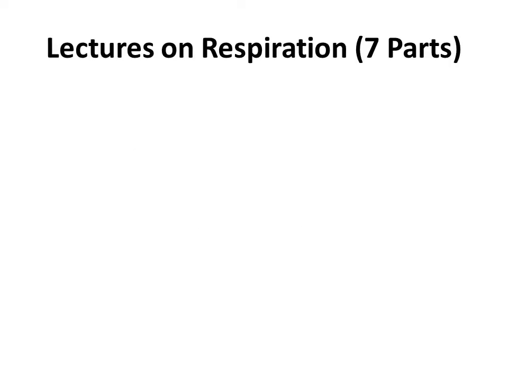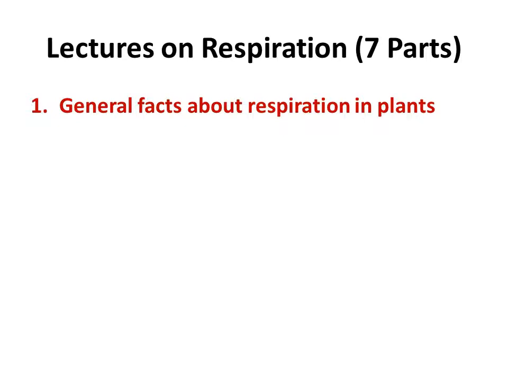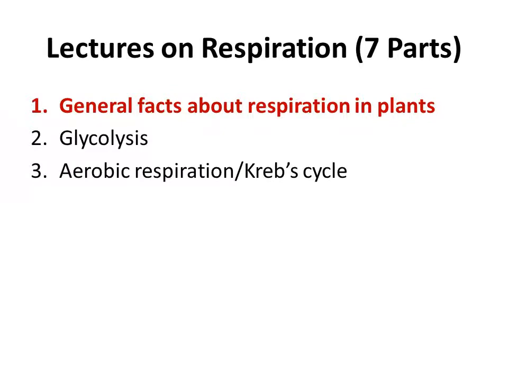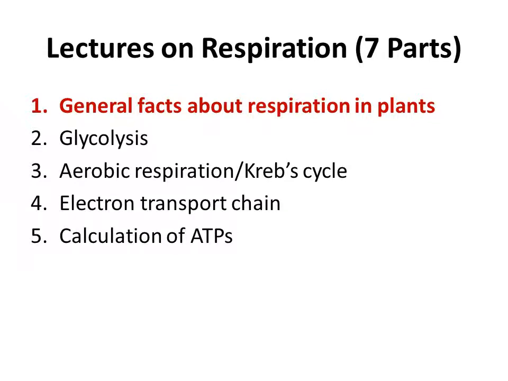The lecture on respiration in plants, or cellular respiration, is divided into 7 parts. This first part deals with some general facts about cellular respiration. The other parts are glycolysis, aerobic respiration or Krebs cycle, fourth is electron transport chain, and the fifth part deals with the calculation of the number of ATPs produced during cellular respiration.